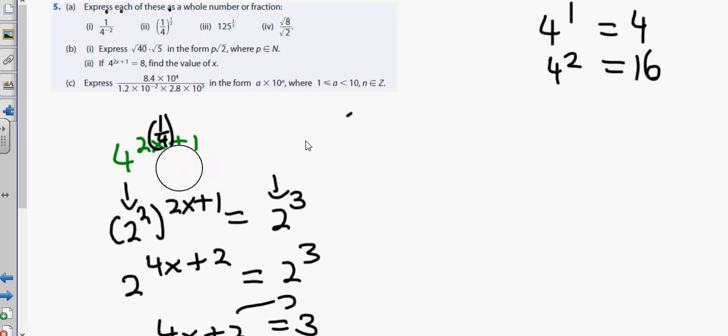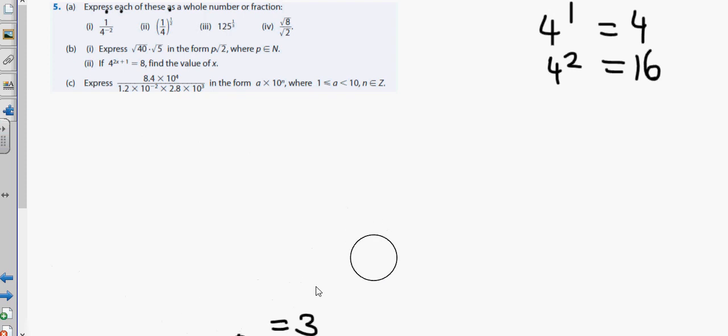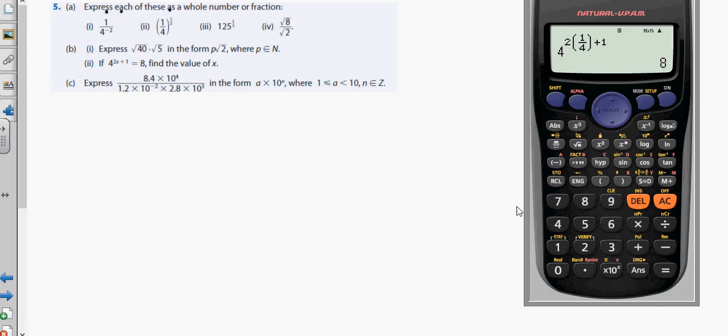Now 5c, express 8.4 by 10 to the 4 divided by 1.2 by 10 to the minus 2 and 2.8 by 10 to the 3 in the form a multiplied by 10 to the power of n, where a is a number between 1 and 10. Okay, so what we can do here is just type this into the calculator straight away. So 8.4 multiplied by 10 to the power of 4 divided by 1.2 multiplied by 10 to the power of minus 2 multiplied by 2.8 multiplied by 10 to the power of 3, and what we get there is 2,500.